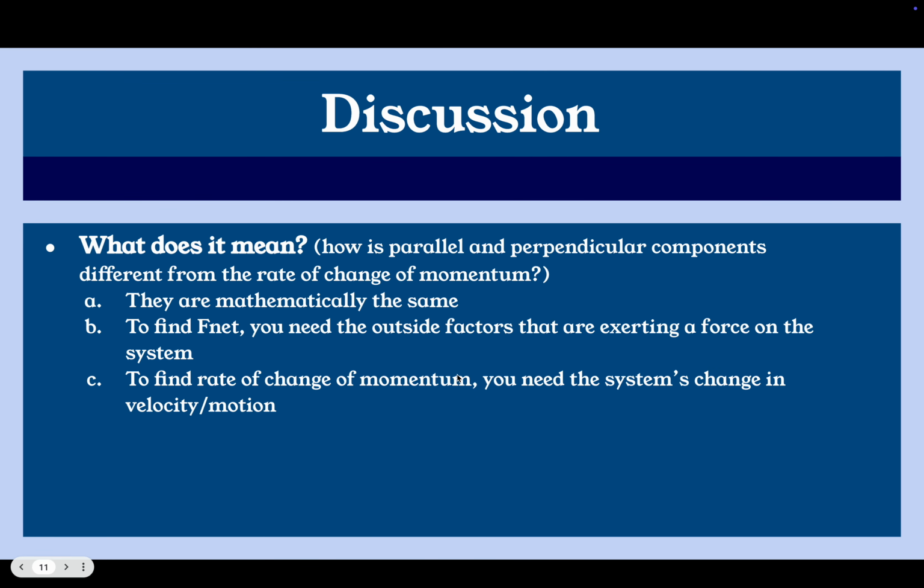Now, what does it mean? How are parallel and perpendicular components different from the rate of change of momentum? While they are both mathematically similar, for F-net you would need the outside factors that are exerting a force on the system, and for rate of change of momentum, you need the system's change in motion.